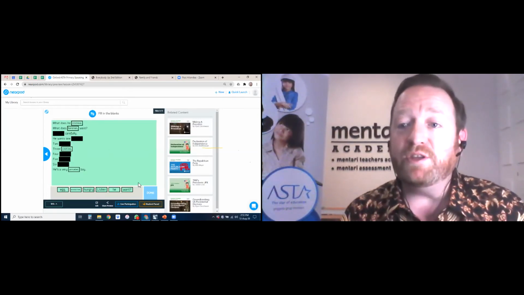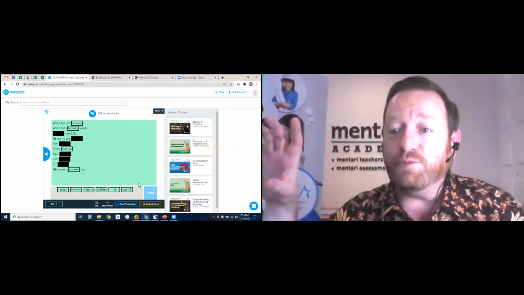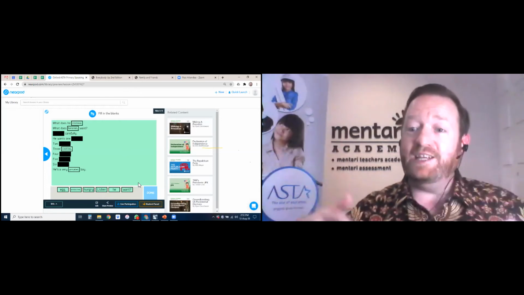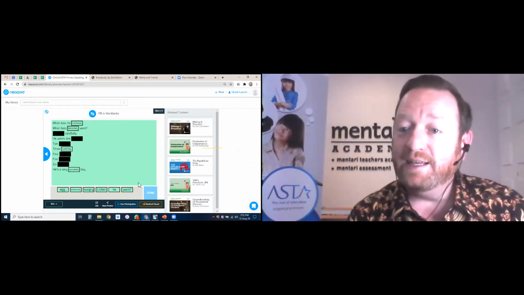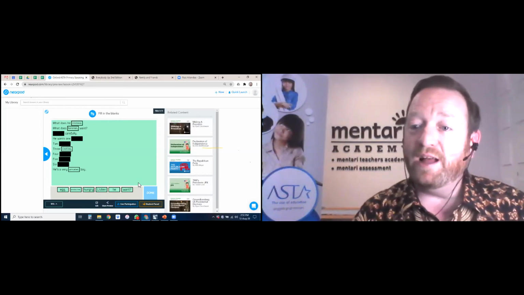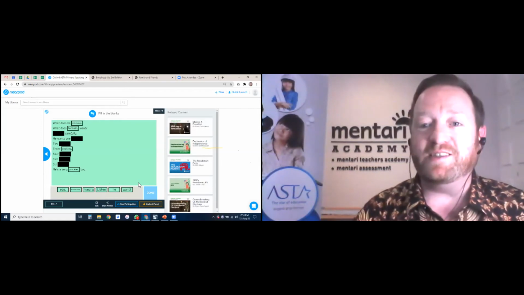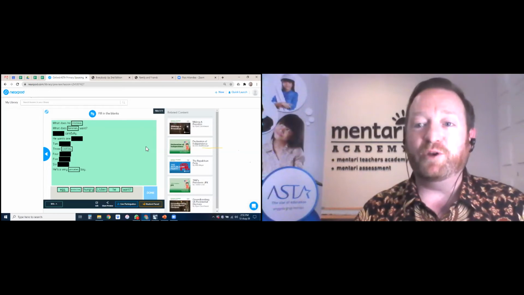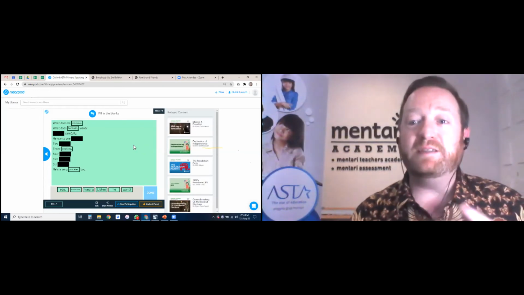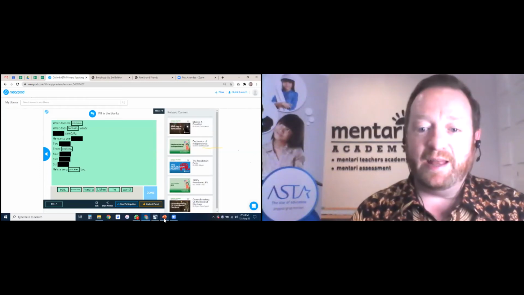Also with Nearpod, all of the data is recorded for the teacher. So the teacher can see how long it took, how many mistakes they made. The teacher gets a report at the end of the activity once the students have done it. So you can use this to keep track of student progress. How many times did they need to practice before they got it correct? Okay.